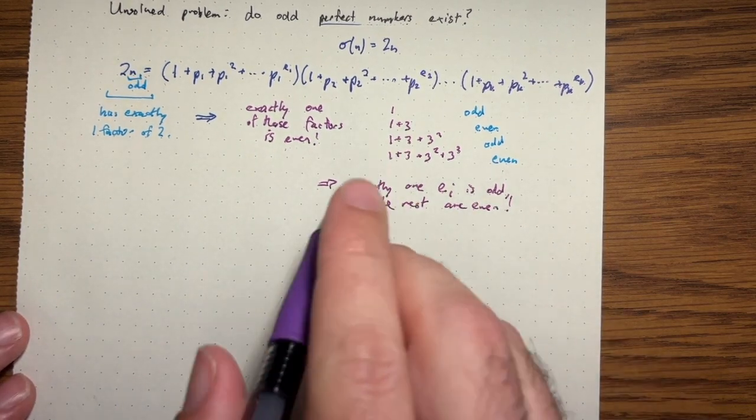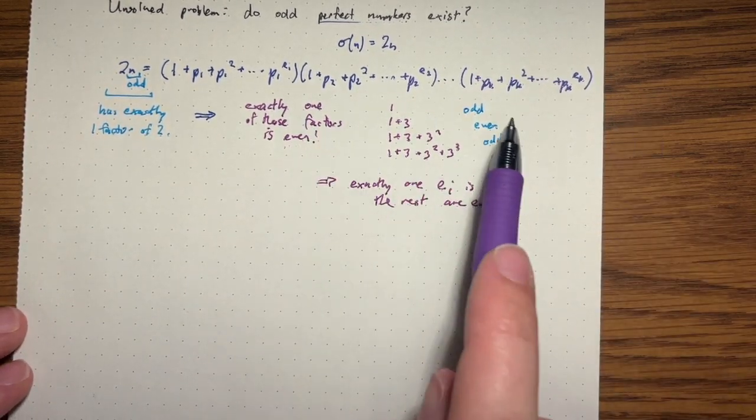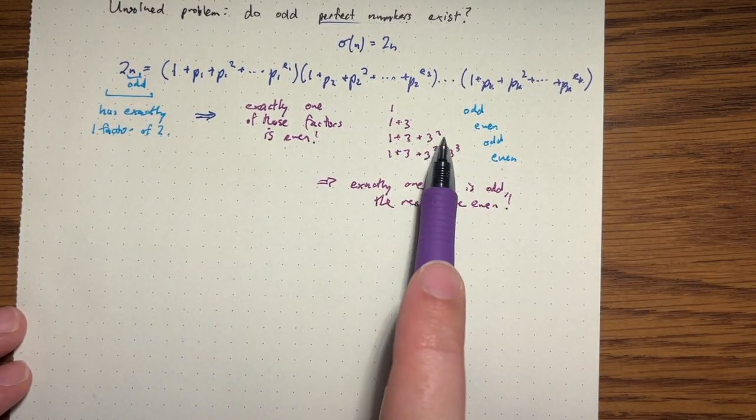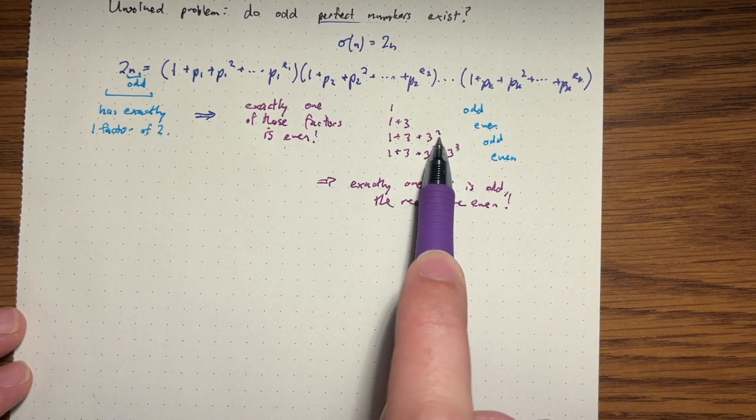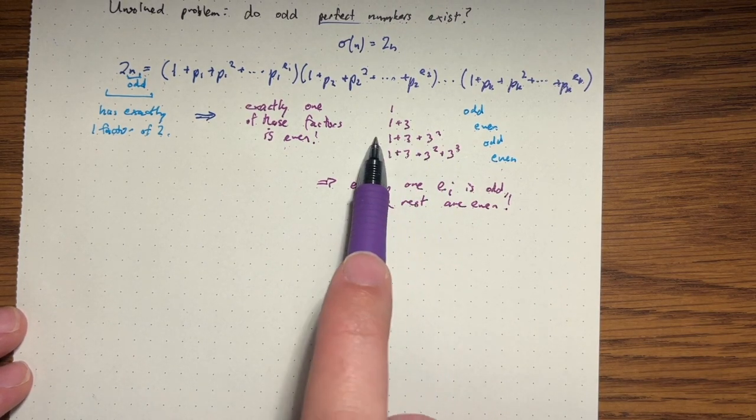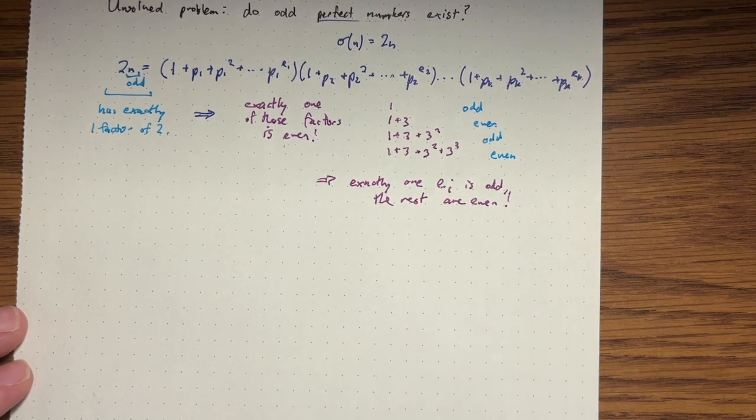Okay, the rest are even because we need every other factor to be odd, and we can only get an odd factor if we have an even exponent. So that will actually give us an odd number of odd terms here. Sorry, it's a bit confusing.